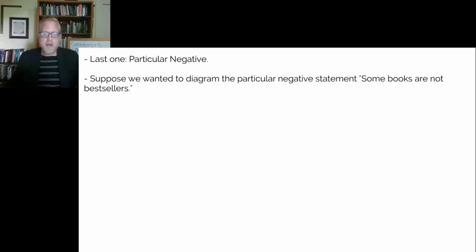Last one, and then I'll stop the presentation after that, and we'll get back probably tomorrow. What about a particular negative? Some books are not bestsellers. It's particular, some, but we're saying it's not part of this other category, right? So there's some members of the category books who are outside of the category of bestsellers. You should be able to predict how this is going to look.